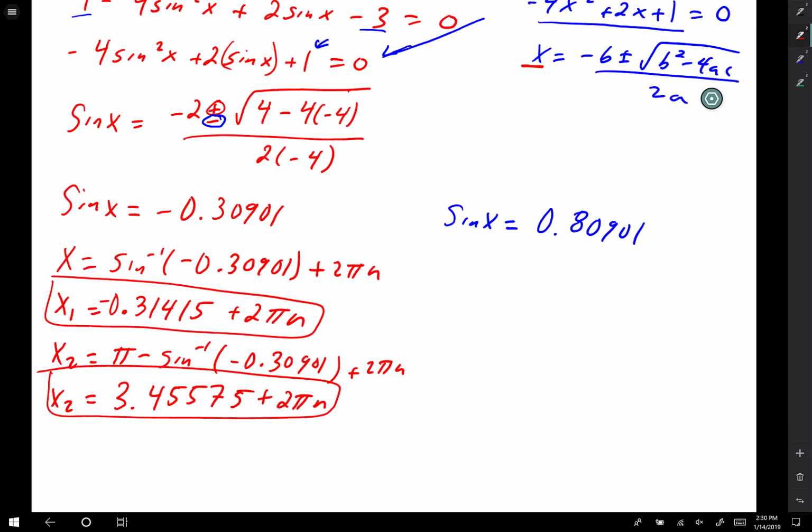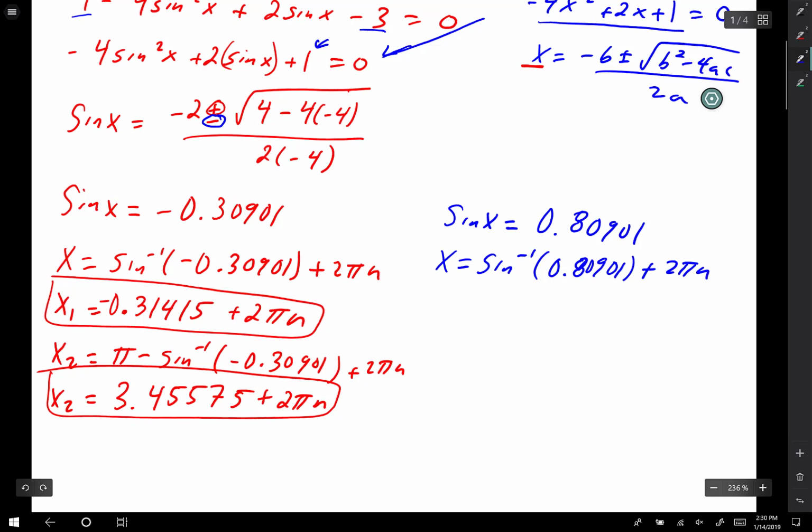Okay, you guys ready for the blue one? No? Yeah? Okay. So here we go. x equals arcsine of 0.80901 plus 2 pi n. Huh? I'm just solving for the equations. In a little bit, I'll get the answers for everything. So here we go. Arcsine, and I'm going to type in that 0.80901.